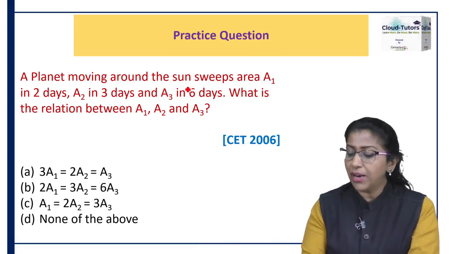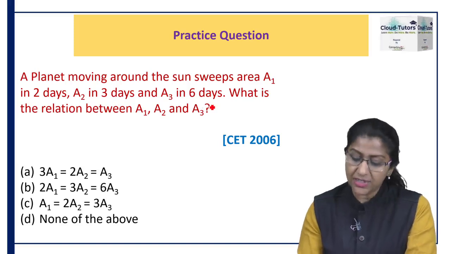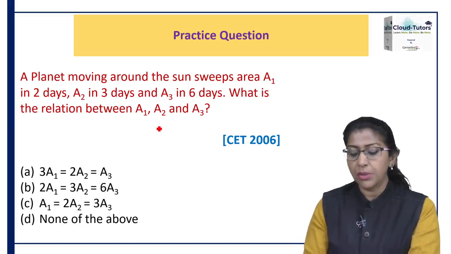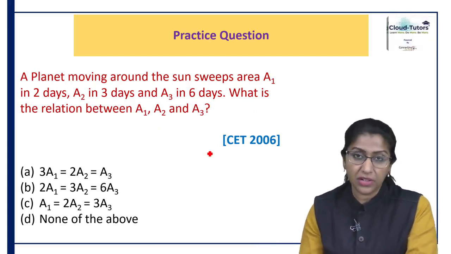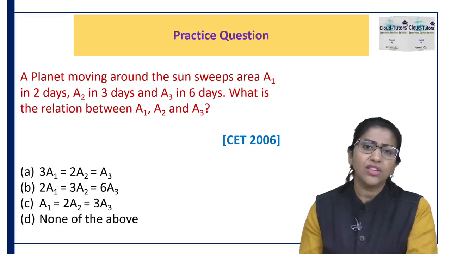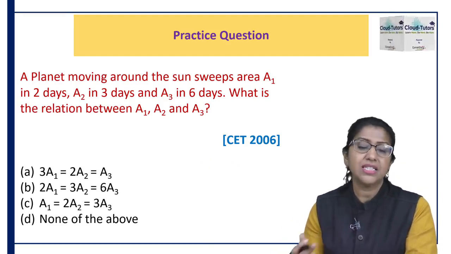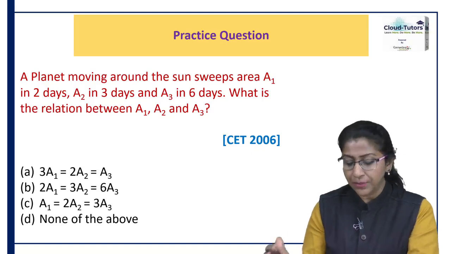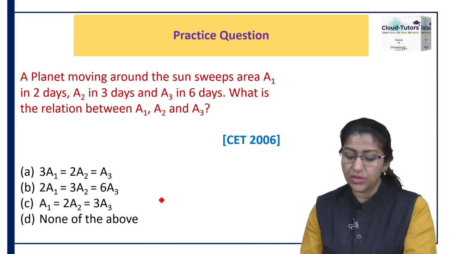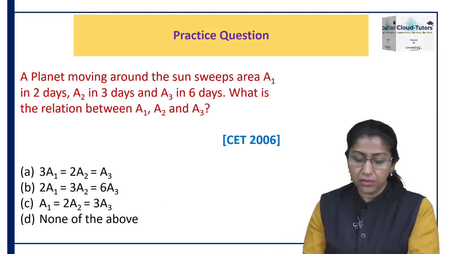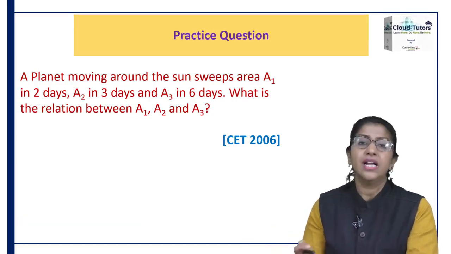A planet moving around the sun sweeps area A1 in 2 days, area A2 in 3 days, and area A3 in 6 days. What is the relationship between A1, A2, and A3? This was a question in one of the competitive examinations, though not very recent. These are the type of questions that might be asked on the basis of Kepler's laws of planetary motion. The options given here are 3A1 is equal to 2A2 is equal to A3 and so on, and a few more. So how do we solve this? It has a very simple solution.